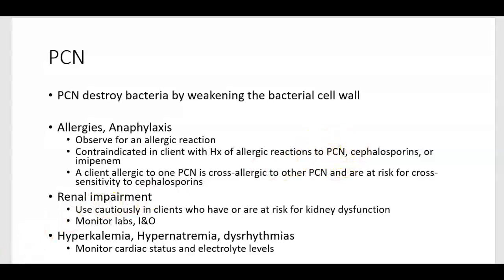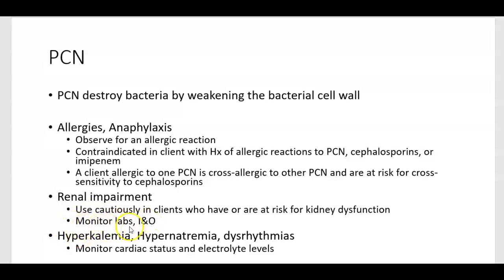Renal impairment. We want to monitor kidney function. So how do we monitor kidney function in our patients? We have it right here: monitor labs and I&O. So we want to see what the kidney output is, how much output there is in comparison to intake. And we know that in general, the rule of thumb is how many milliliters of urine the patient should have per hour. Hopefully you're thinking 30 mLs of urine per hour is what we're looking for. That's our minimum.